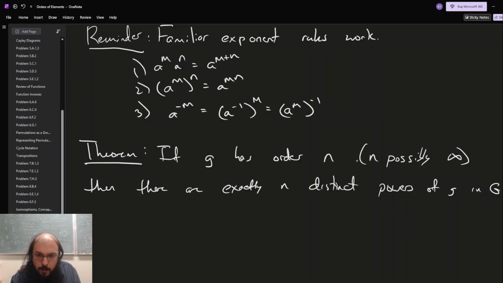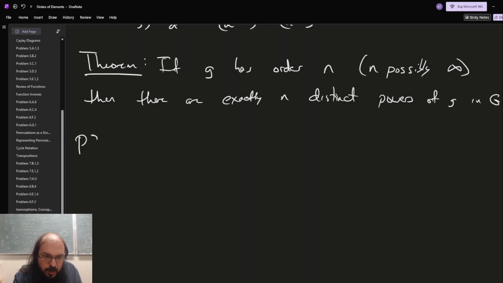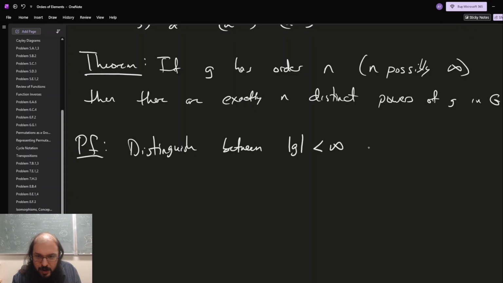In other words, if n is a finite number, then g to the 1, g squared, g cubed, and so on, those are all exactly distinct. And if g has infinite order, then all of the different powers of g are distinct. And the proof of this is not very difficult, although we do need to distinguish between the two cases, the finite case and the infinite case, which we'll treat separately. And the main idea is the division algorithm.